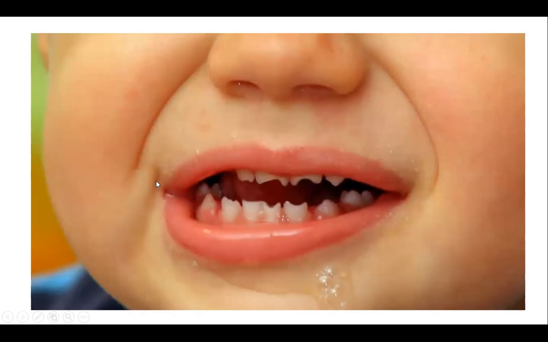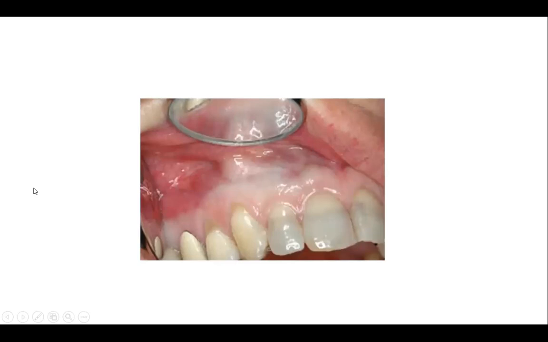Hutchinson's teeth? Hutchinson's teeth, which occurs in what? Syphilis. Syphilis, very good. So Hutchinson's teeth and congenital syphilis. Anyone here? Can we get a hint? The teeth. Look at the teeth.